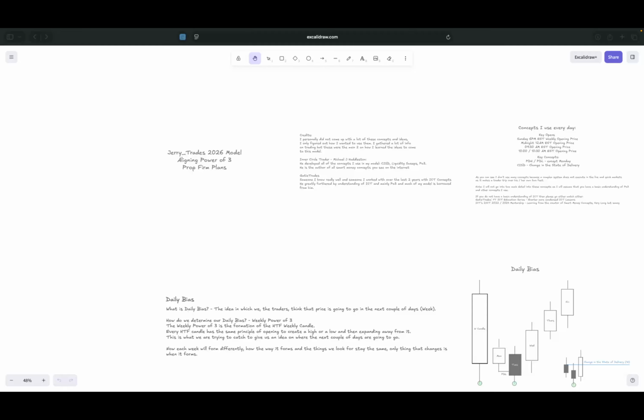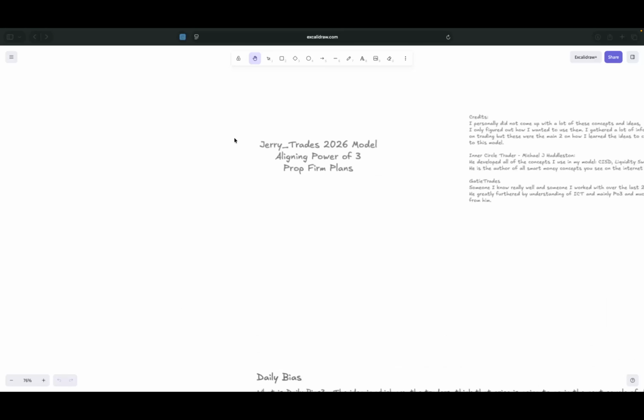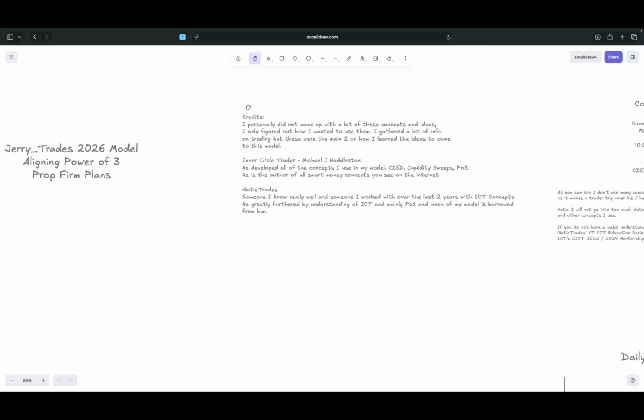This model specifically is designed for prop firms, but you can trade this on a live account. It's just that risk management is a little bit different on a live account. So with the things I'm talking about right now, especially on the risk management side, it is going to be more about prop firms rather than trading on a live account. But this model can be traded on a live account. Nothing wrong with that. So let's just get into it.